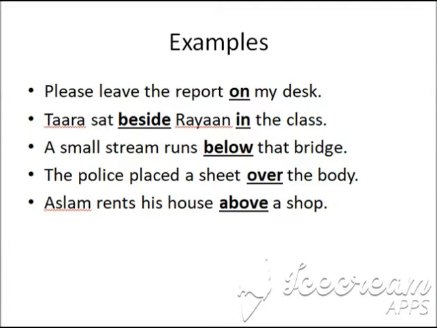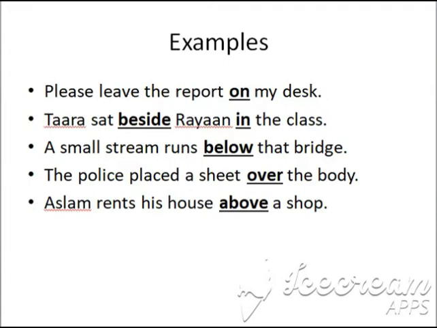The next one is: a small stream runs below that bridge. So, there is a bridge and below that bridge there is a small stream. Here the preposition below is used. See the next example. The police placed a sheet over the body. Over the body means on the surface of the body. So, the police placed a sheet over the body.